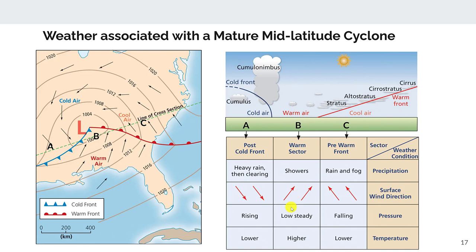But one thing I need to point out is this pressure. Location A, here behind the cold front, air pressure is rising because cold air controls this area. Cold air is heavy, so it gives you rising air pressure. But B has low steady pressure because you have this warm air very close to this cold front, and your air also rises, right? So it gives you low pressure. And C is falling, because warm air is moving toward you and warm air is rising, right? So that is why pressure has a different changing trend in different locations, corresponding to the map over here.